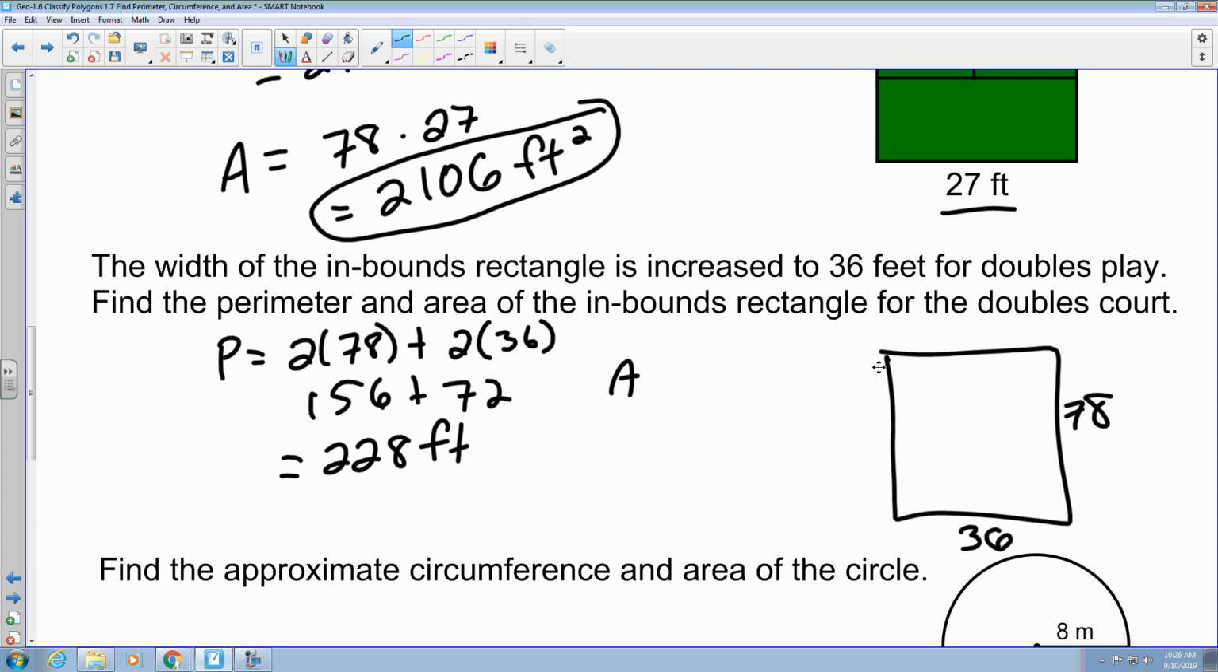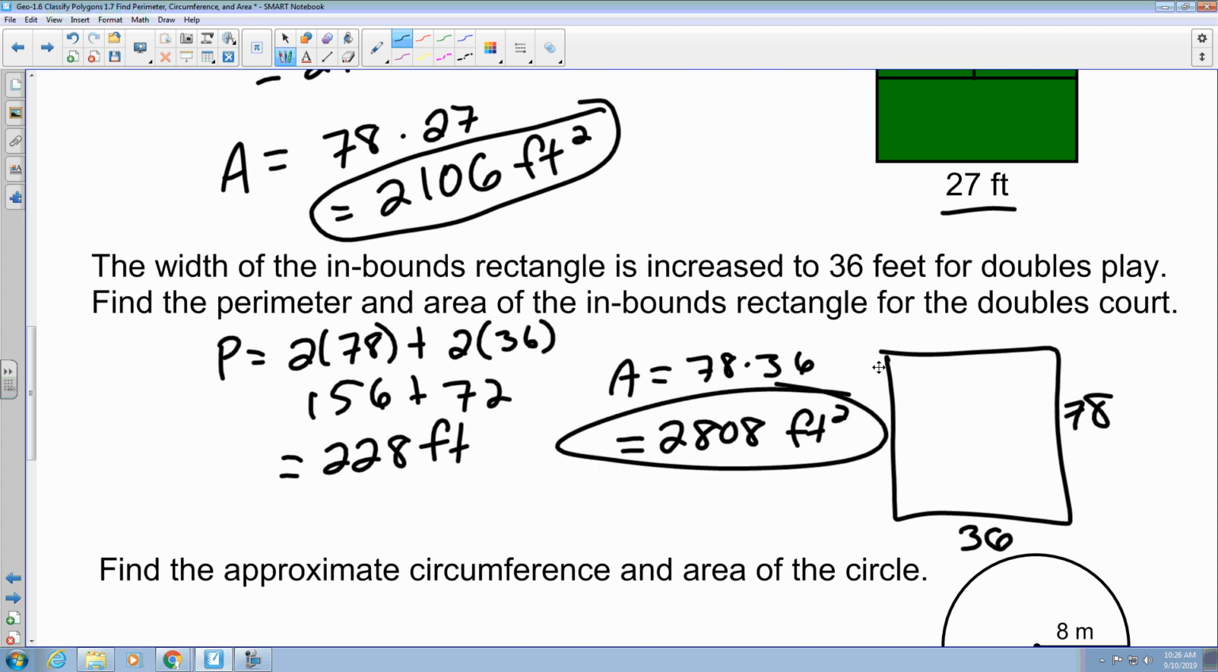Get the area, we've got 78 still. We multiply that by 36, length times width. Multiply those together, so now we get 2,808 square feet. All right, got to make sure you label it correctly. Points will be taken off on assessments for incorrect labels, so make sure you get those done.